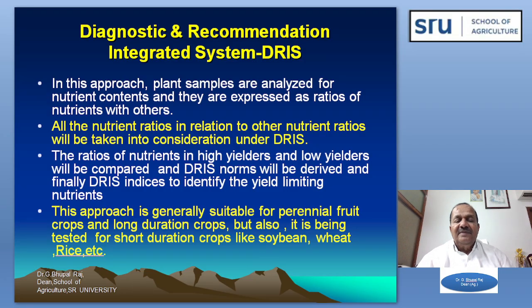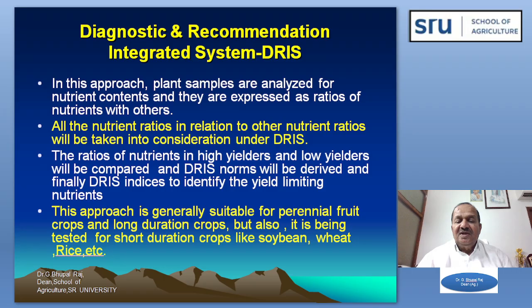Not only is the N by P ratio important, but also the ratio of N by P in relation to N by K, N by S, N by zinc, and so on. All of these are taken into consideration in this DRS approach. The ratios of nutrients in high yielders and low yielders are compared and DRS norms are derived, and finally DRS indices are derived to identify the yield limiting nutrients.